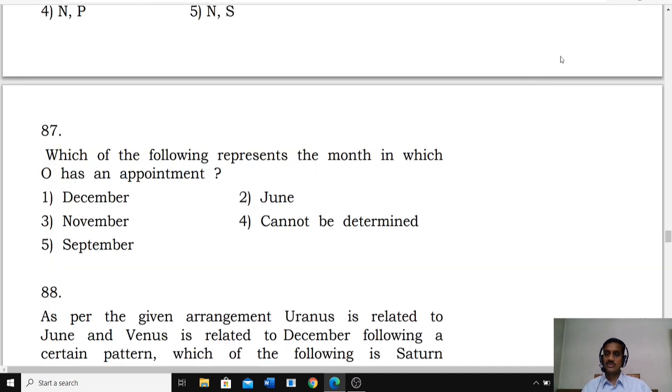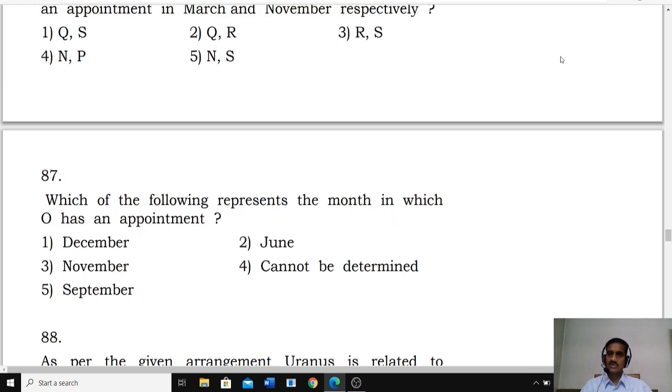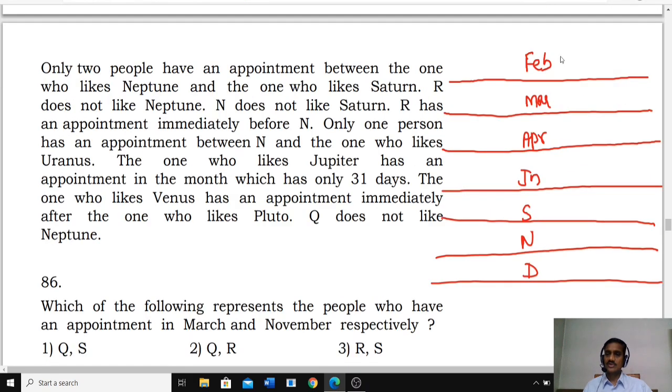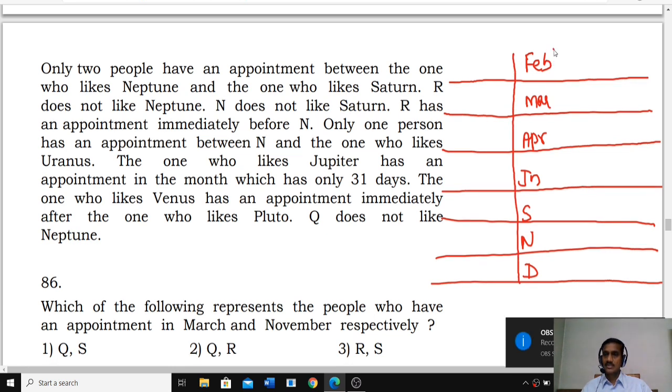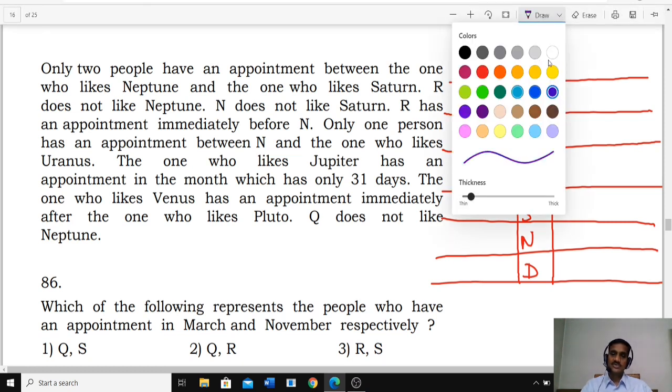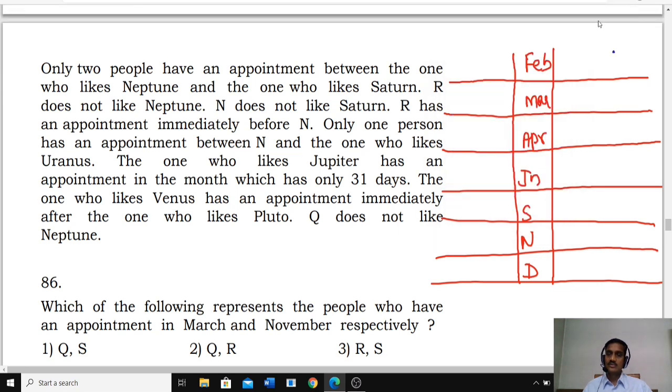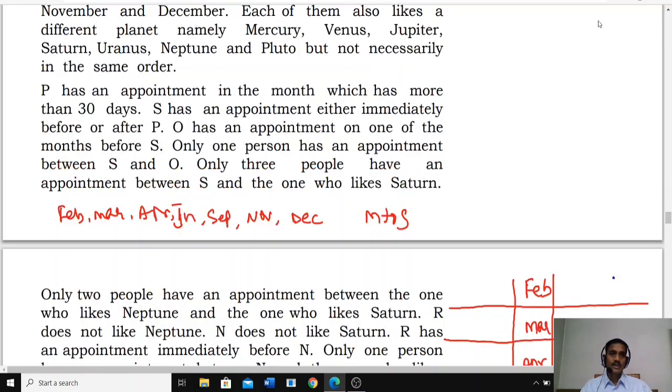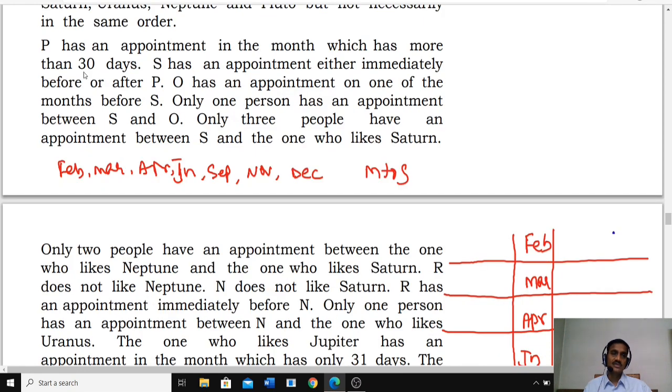Out of the 7 months given, there are only 2 months which have 31 days, 1 month is less than 30, and the remaining 4 are exactly 30 days. Then coming to this arrangement, the first statement. Each of them likes a different planet. P has an appointment in the month which has more than 30 days. Where can that come? Tell me where more than 30 days can be.